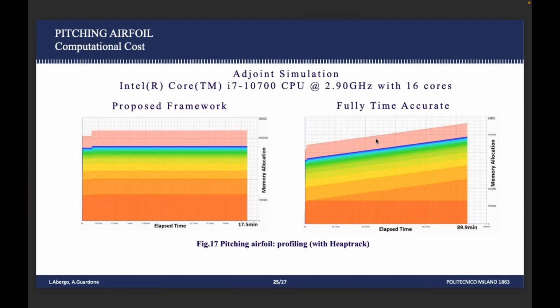And this is the time it took to do the adjoint step if we used only the n time instances from the harmonic balance, which is 70 minutes on this CPU with 16 cores, and this is a fully time accurate one. So you have to think that you have to repeat this for each objective function that you take into consideration, also for the lift constraint that we have here.